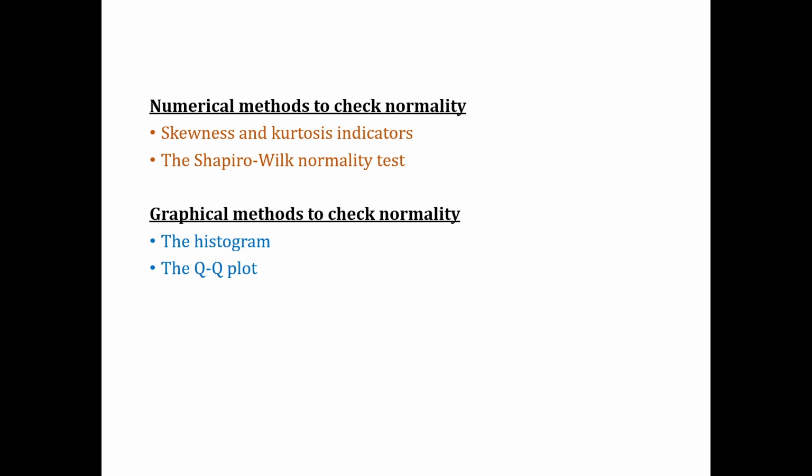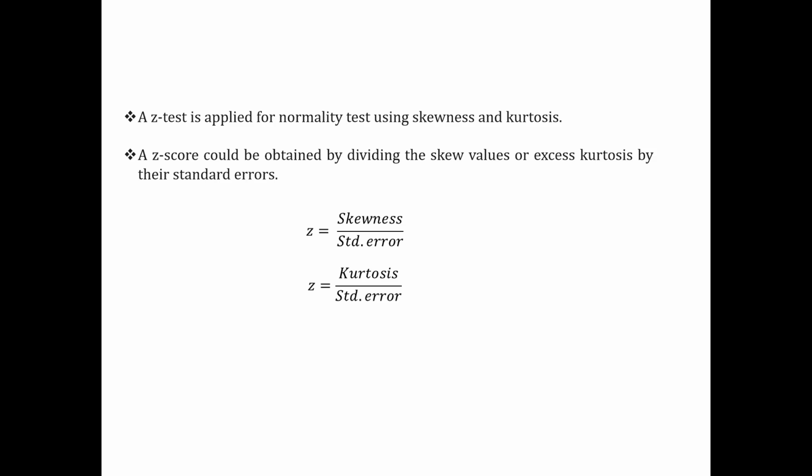Now let us talk about the two methods we normally use to check normality. The first method, the numerical method to check normality, is the skewness and kurtosis indicator, and the second one is the Shapiro-Wilk normality test. And in graphical methods, we have two different categories. First one is the histogram and the second one is the QQ plots.